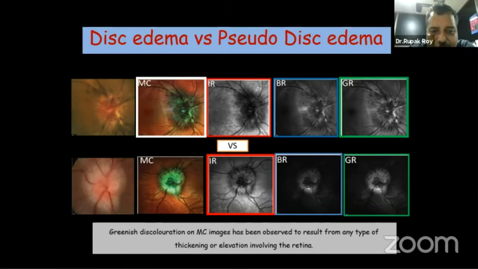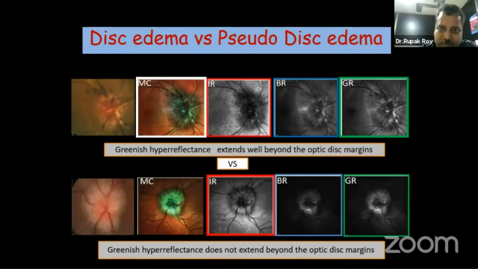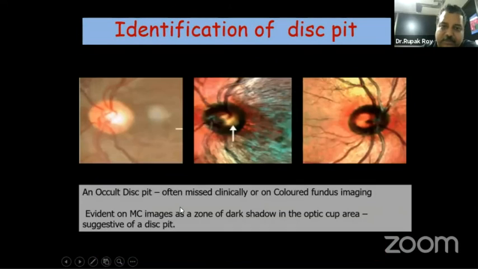So greenish discoloration on MC images results from any type of thickening or elevation. But if it's pseudo disc edema like optic nerve head drusen, the thickening will be more regular and well defined without any ragged margins. On the other hand, if it's true disc edema, you will see a ragged margin. This is again comparing true disc edema with optic nerve head drusen. You see this is not extending beyond the optic nerve head margins.